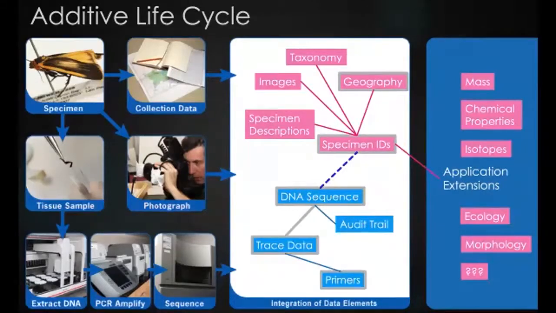And on top of that, we allow for application-specific extensions because we recognize that each field is also evolving and changing in the work that they look at, as is technology and access to it. And so this additive life cycle stands in contrast to what occurs conventionally, where you wait until you have a complete record and then you put it in a repository. The problem with that is there is this sense of completeness without validation.